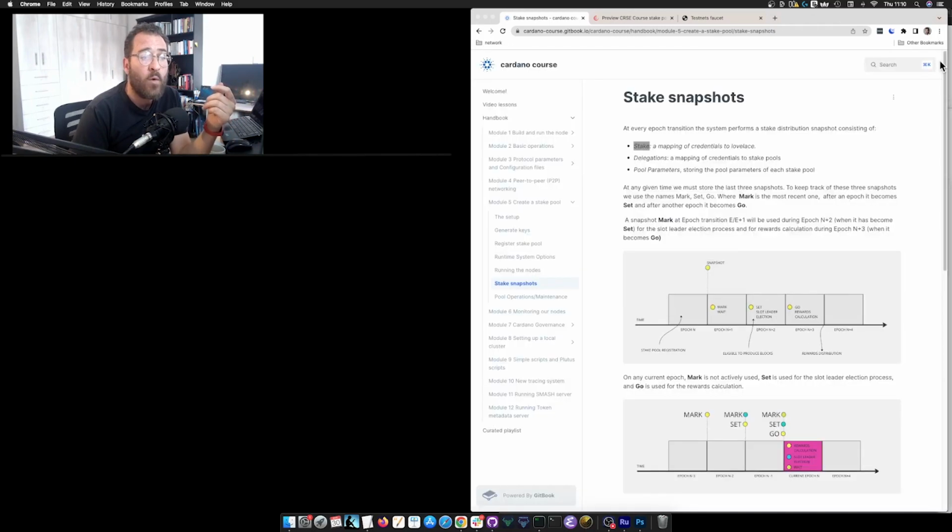And this is why these stake distribution snapshots are an important topic to get familiar with now, just to understand when we are expected to be producing blocks.